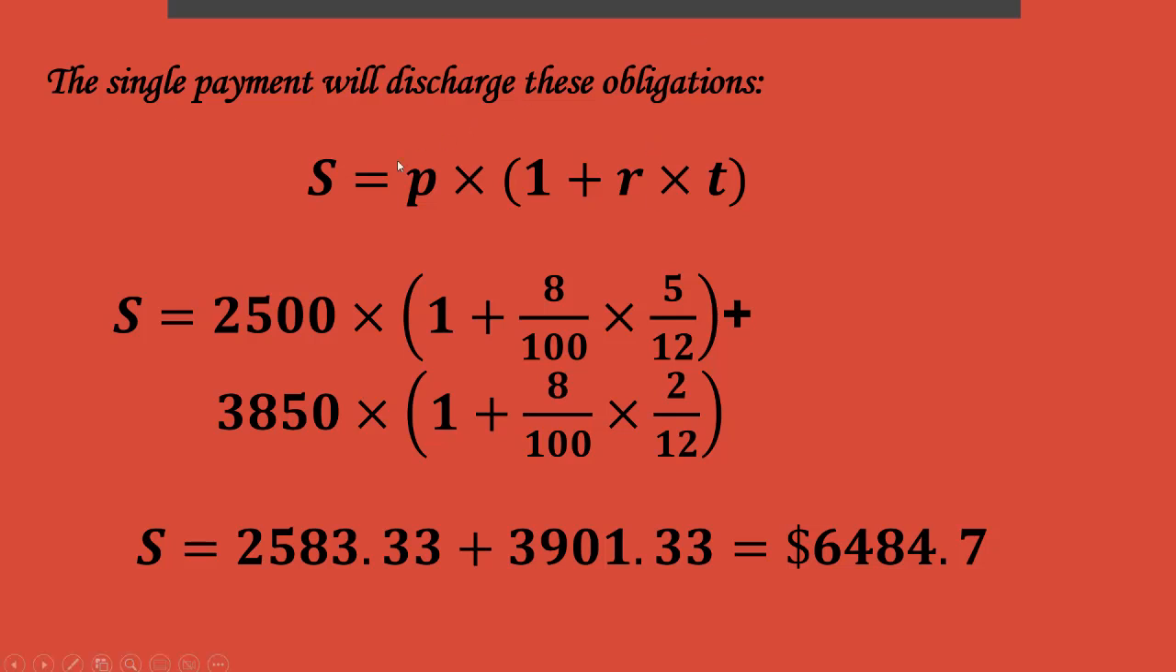We will calculate using the amount formula. S equals B times 1 plus RT. So the first payment is 2,500 times 1 plus 8% times 5 months over 12, plus the second payment 3,850 times 1 plus 8% times 2 over 12. So the total S, the balance here, will be equal to $6,484.7.